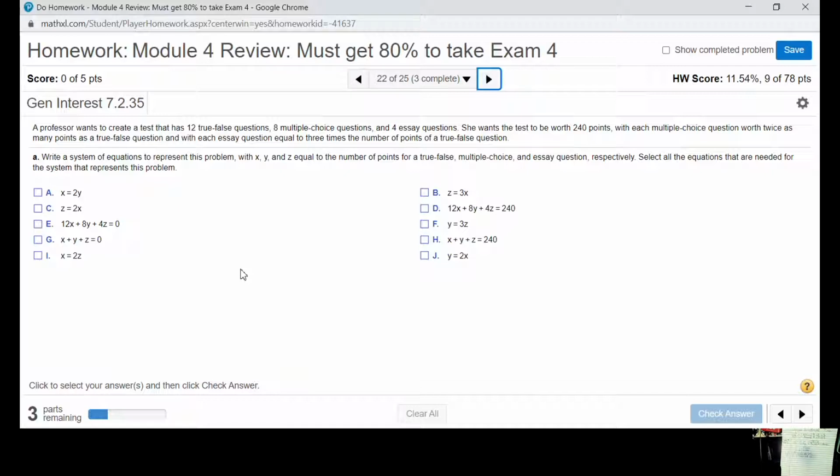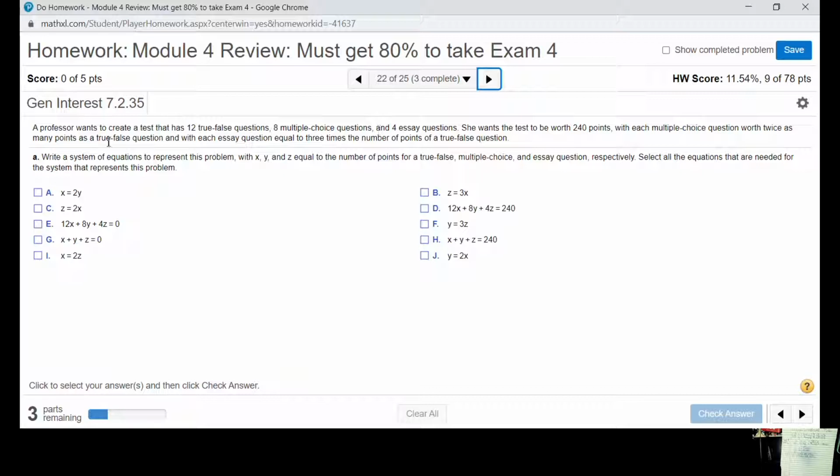Okay, so we want X and Y and Z, it says, to equal the point values for a true-false question, a multiple choice question, or an essay question. So I'm going to assume the true-false questions are super cheap points, not worth a lot, because you have a 50-50 chance of getting those right. Multiple choice maybe is a little bit more points, because you got to pick an answer out of 3 or 4 possible answers, and essay questions worth the most points.